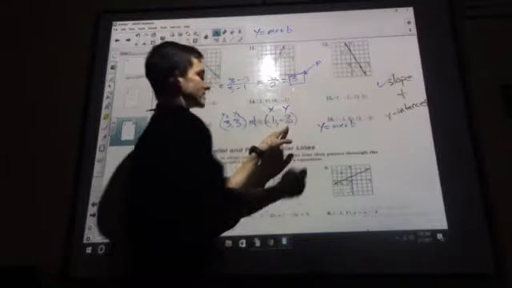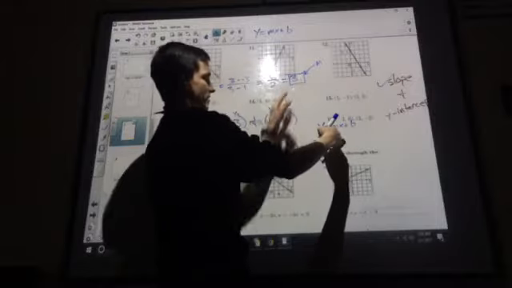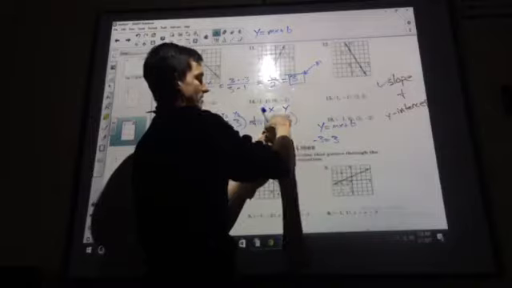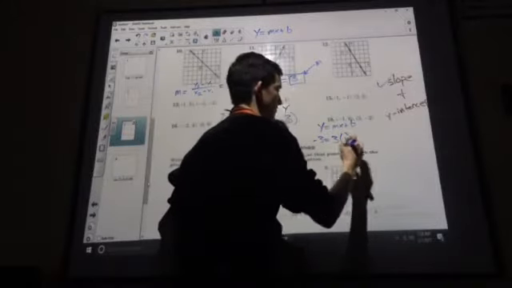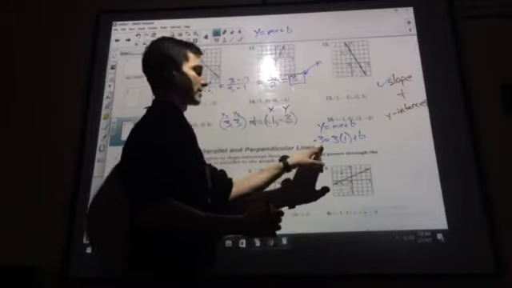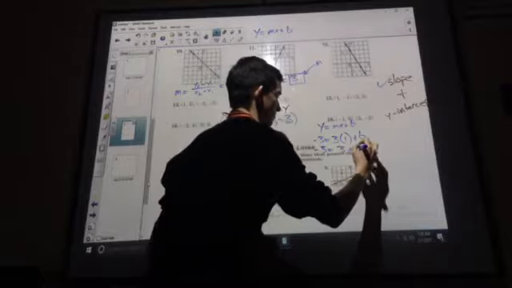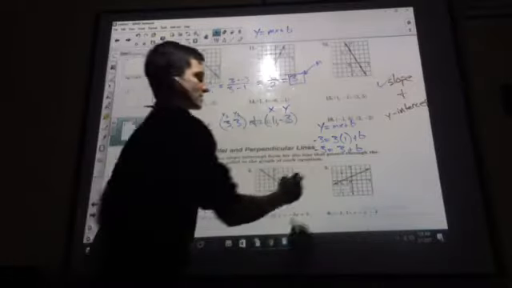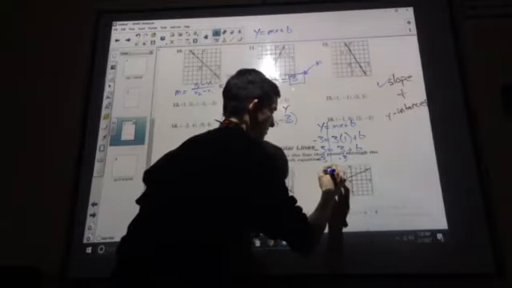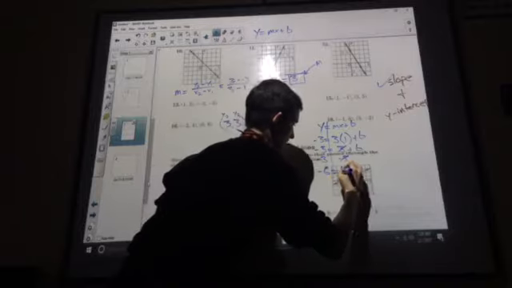So y is negative 3. Negative 3 equals m, which is 3, times x. The x right here is going to be 1. So again, it's 3 times 1 plus b. So I have negative 3 equals 3 plus b. So I'm going to subtract 3 from both sides so I can solve for b. And when I do that, I end up getting negative 6 equals 3 minus 3 cancels, so b.